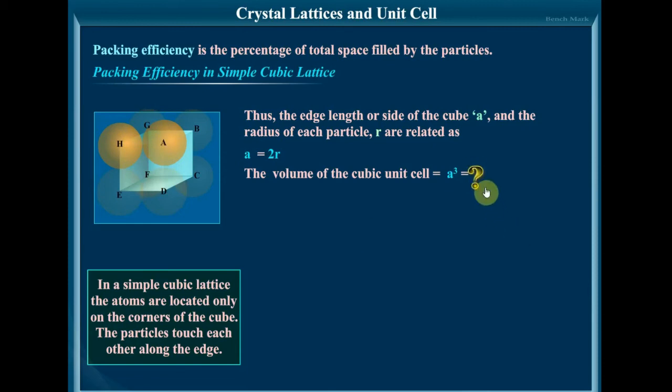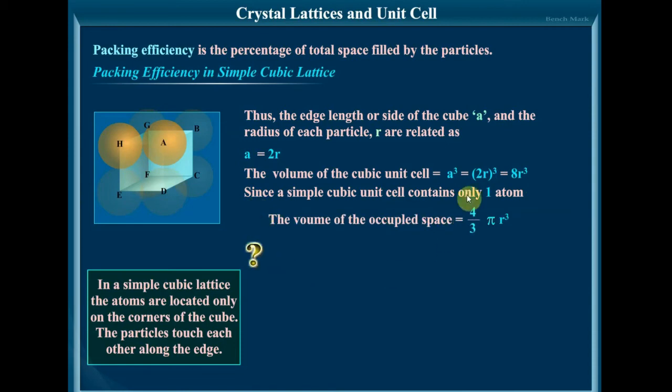The volume of the cubic unit cell is a cube. This is more simple. Actually, this is the simplest one of packing efficiency. You can learn this one first and then go for learning the other ones. So here a cube is equal to 2r whole cube, or it is 8r cube. Since a simple cubic unit cell contains only one atom, the volume of the occupied space is 4 by 3 pi r cube into 1. So it is 4 by 3 pi r cube.